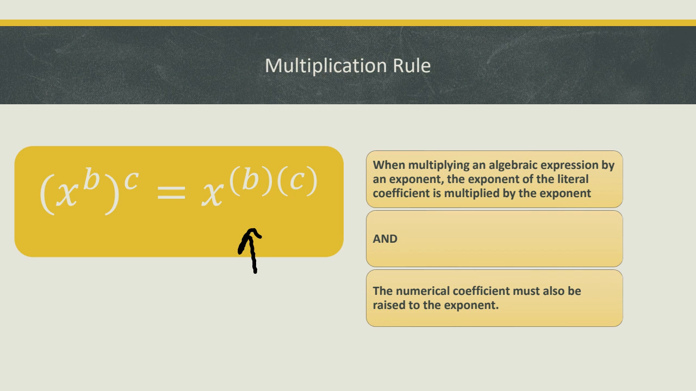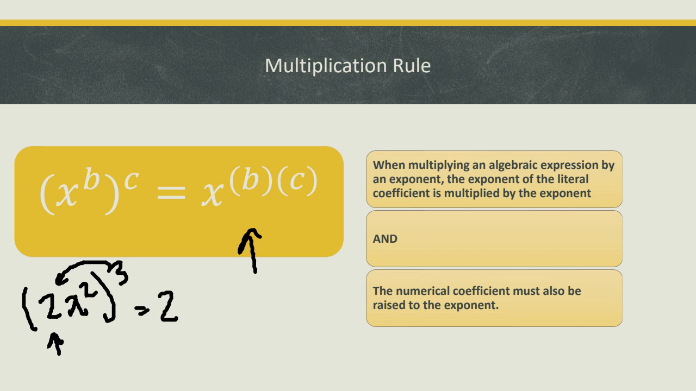And if there's a numerical coefficient in front of the bracket, it also has to be raised to the exponent. So that means if I had 2x squared to the power of 3, this 2 inside the bracket also gets cubed. So it's basically saying 2 cubed times x squared to the power of 3, right? So the 2 is getting cubed and the x squared is getting cubed. So the 2 cubed, how do you do that in your calculator?